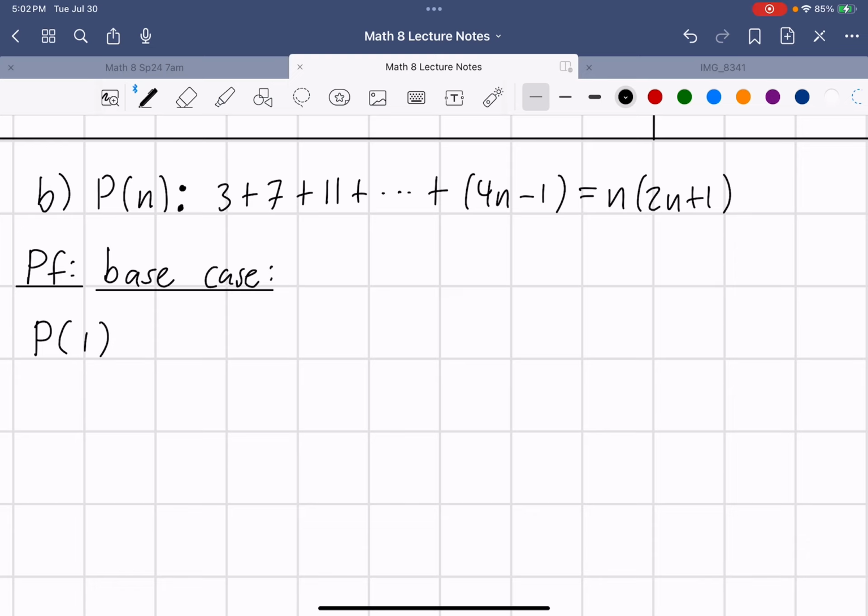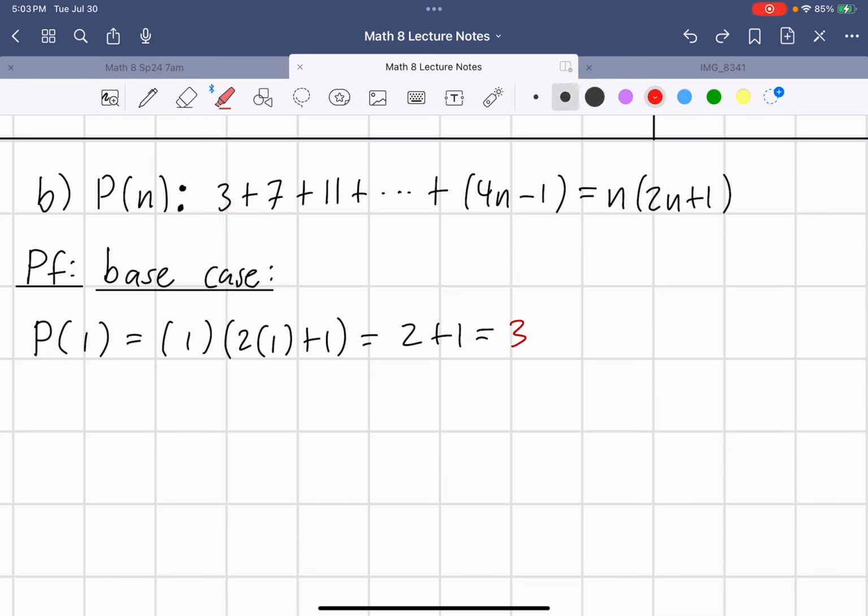So again, this one, luckily that first term isn't 1. So 1 is just me saying the first term, and I'm going to plug in 1. 2 times 1 plus 1 is equal to essentially 2 plus 1, which gives me 3. And that is that first term. So I do get the first term, hence my base case checks, period.